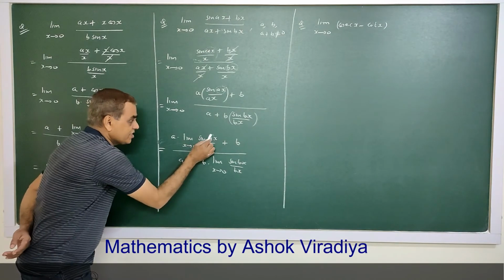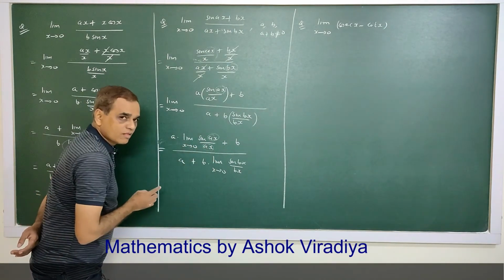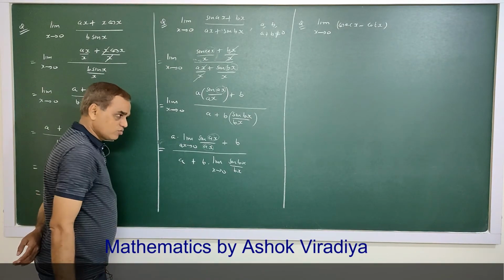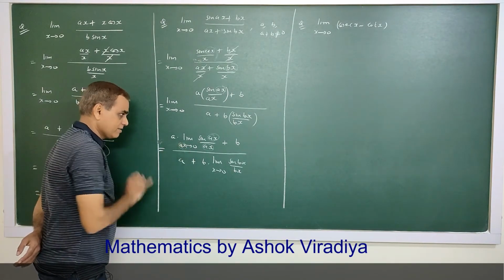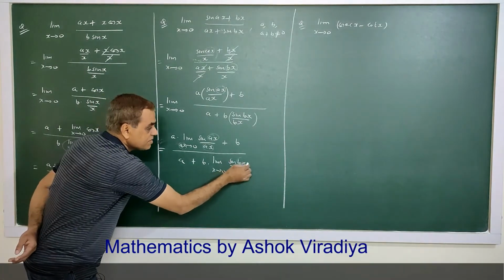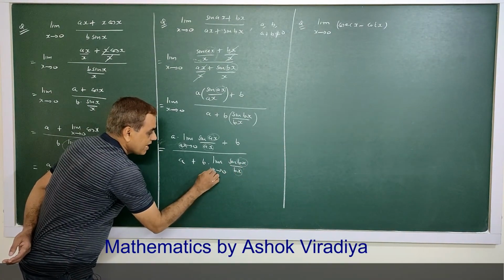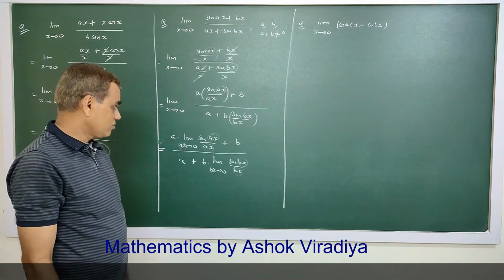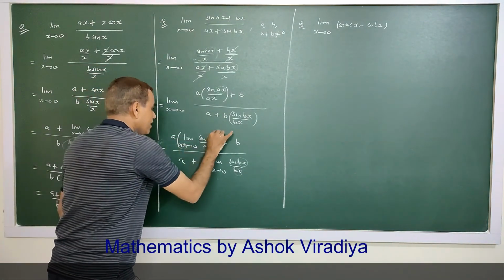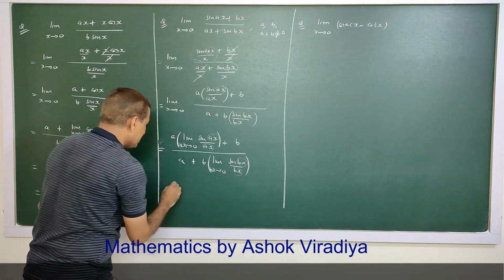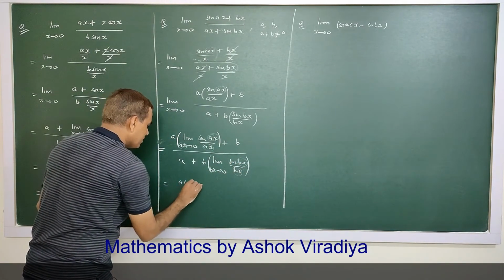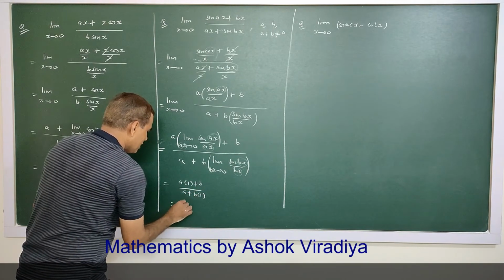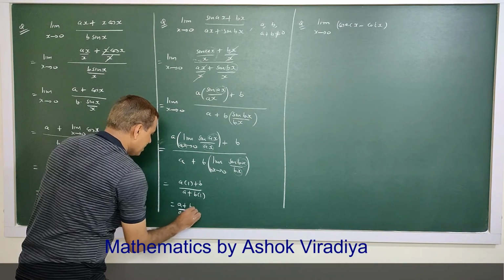Now here ax is given. So as x tends to 0, ax tends to 0. The same number we should show here. Here the number is bx, so put bx here. As x tends to 0, bx tends to 0. So this value is 1, this value is 1. So it is a into 1 plus b upon a plus b into 1, so a plus b upon a plus b, which is 1.